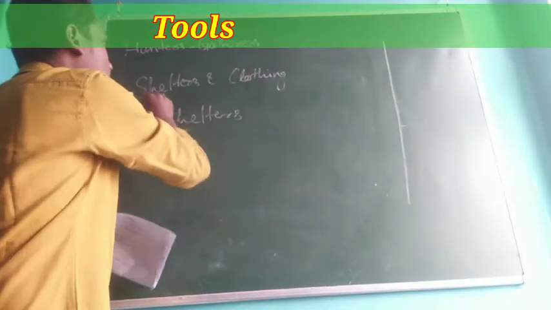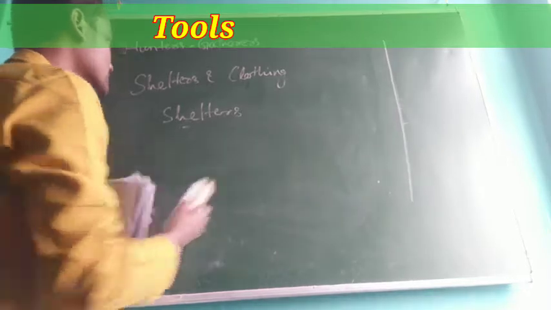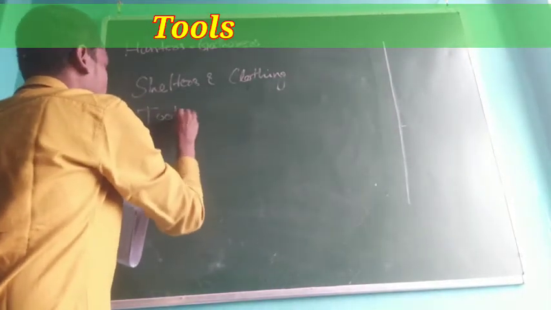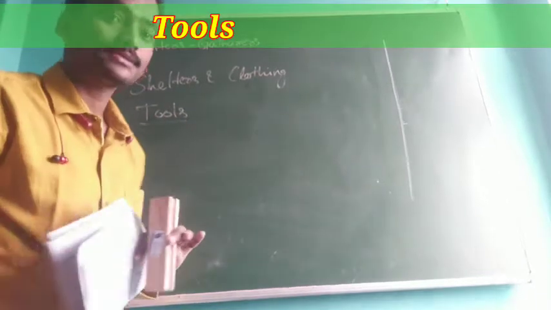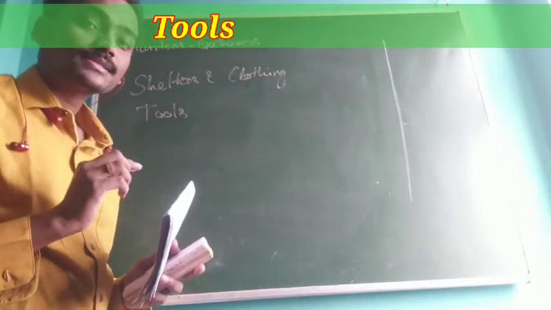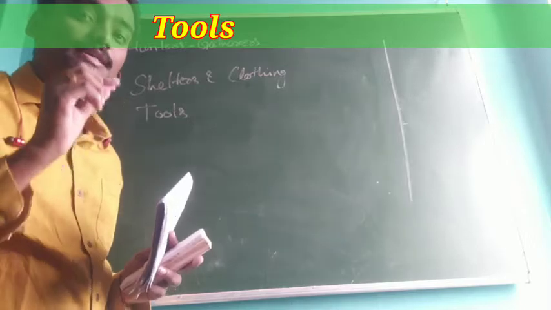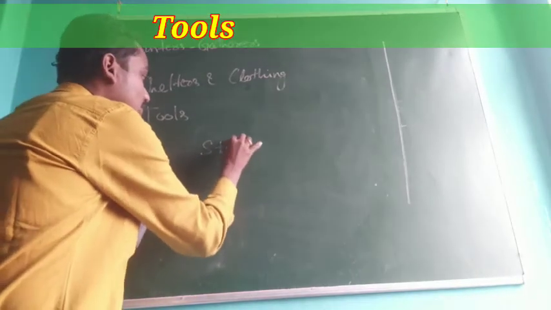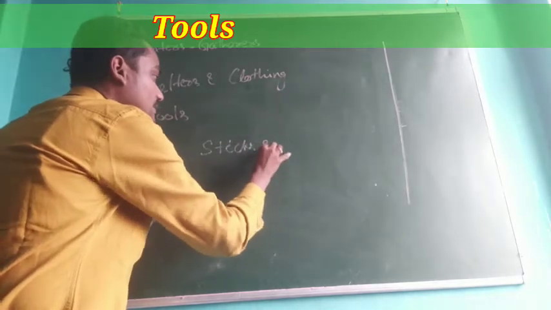What tools did they use? We have discussed two concepts, that is hunters and gatherers, and shelters and clothing, how they became settlers. Next concept, tools. Our third concept is tools. Earlier humans made their initial tools from what? Sticks and stones.